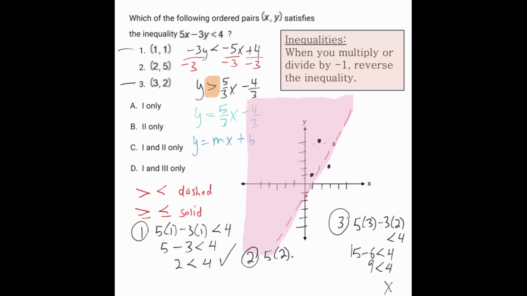Let's go ahead and do the second one anyway, just because we're here. 5 times 2 minus 3 times 5 less than 4. 10 minus 15 less than 4. Negative 5 less than 4. That one worked. So the ones that really worked were 1 and 2. 3 did not work. And the answer choice that offers us 1 and 2 is answer choice C.